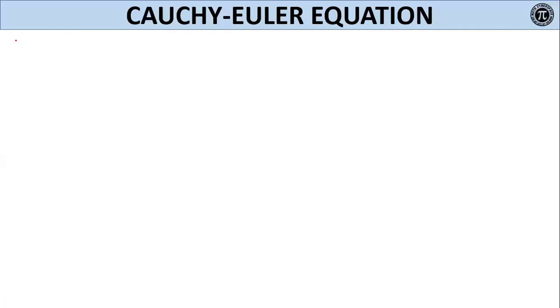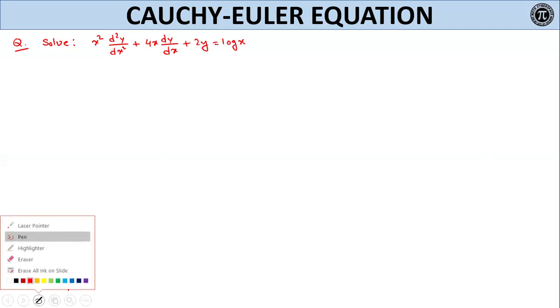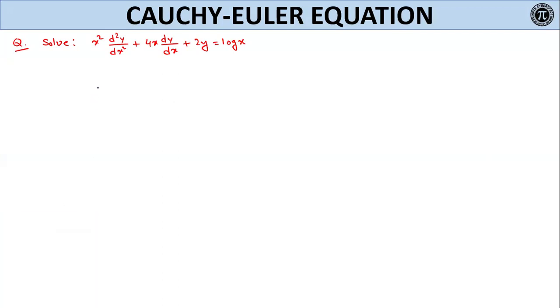So first question, solve x square d2y/dx2 plus 4x dy/dx plus 2y equals log x. Here you can see that the coefficients are variable. They are x square, 4x, 2, etc.